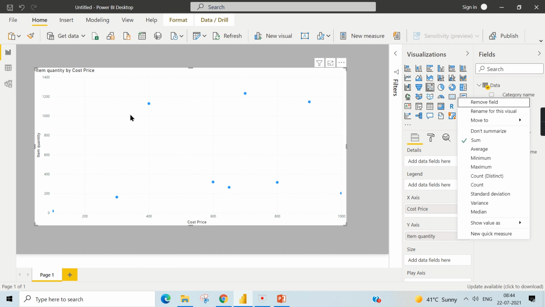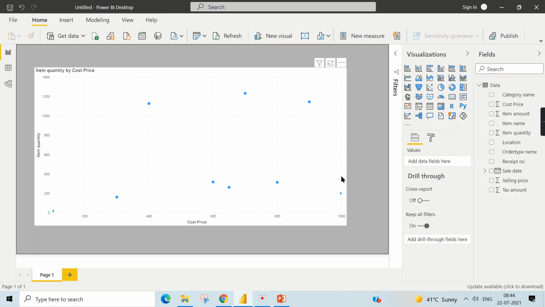Now what this graph indicates to me is that this is a typical scatter chart, also called a bubble chart because each bubble represents a data point, meaning for the cost price 700, 1232 products have been sold.